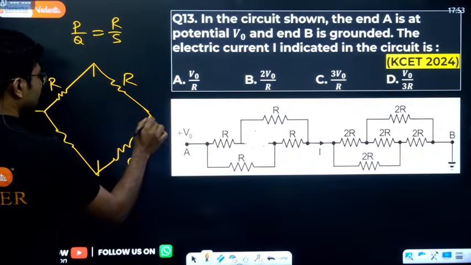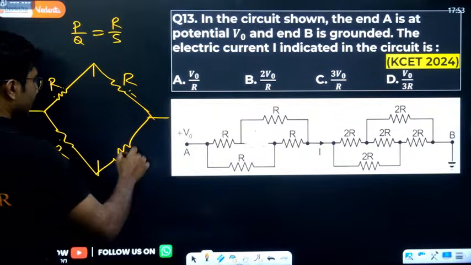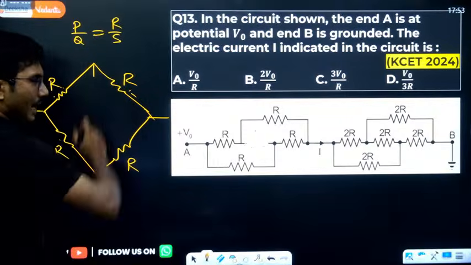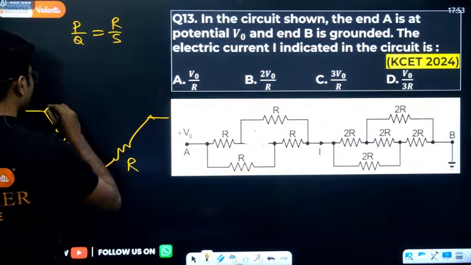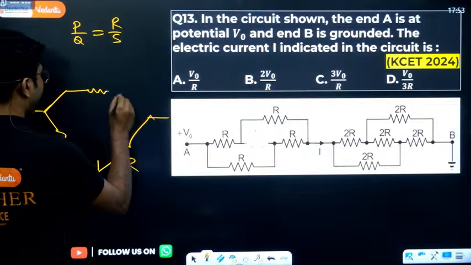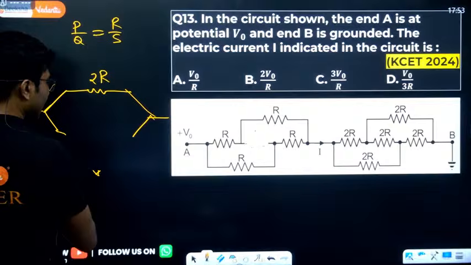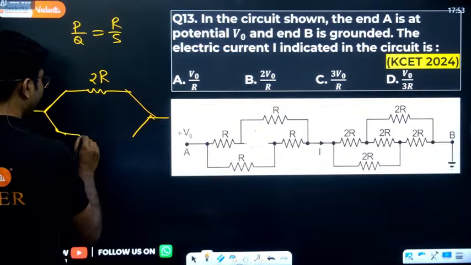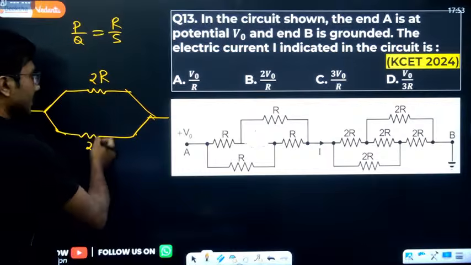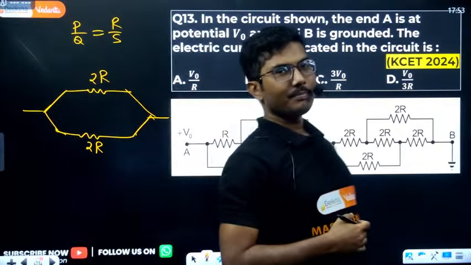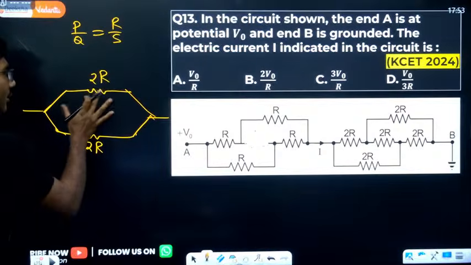This is my supply. So these two are in series, these two are in series, and they are parallel to each other. R plus R, you will get 2R, and R plus R will also be 2R, and they are connected in parallel combination. So the entire complicated looking circuit comes down to this.